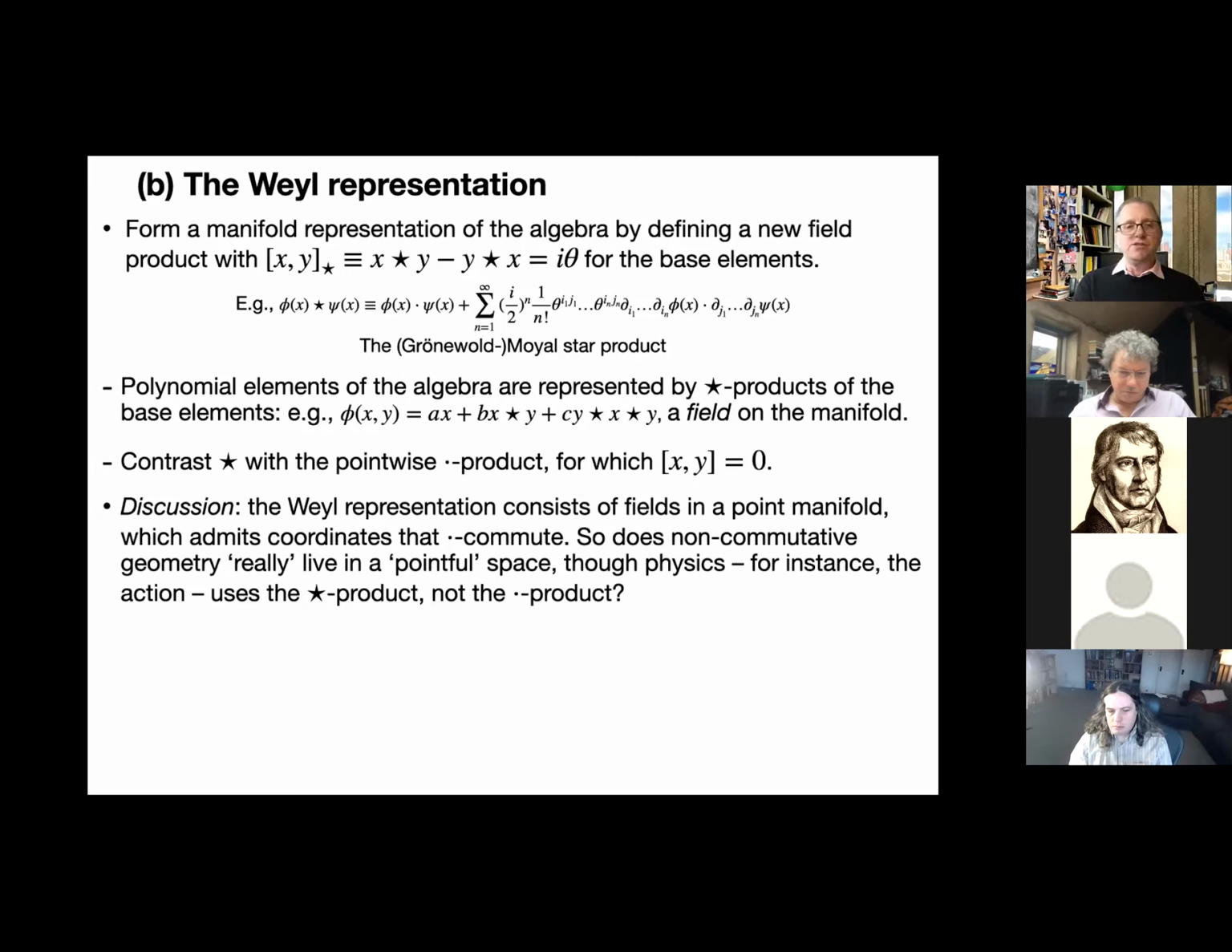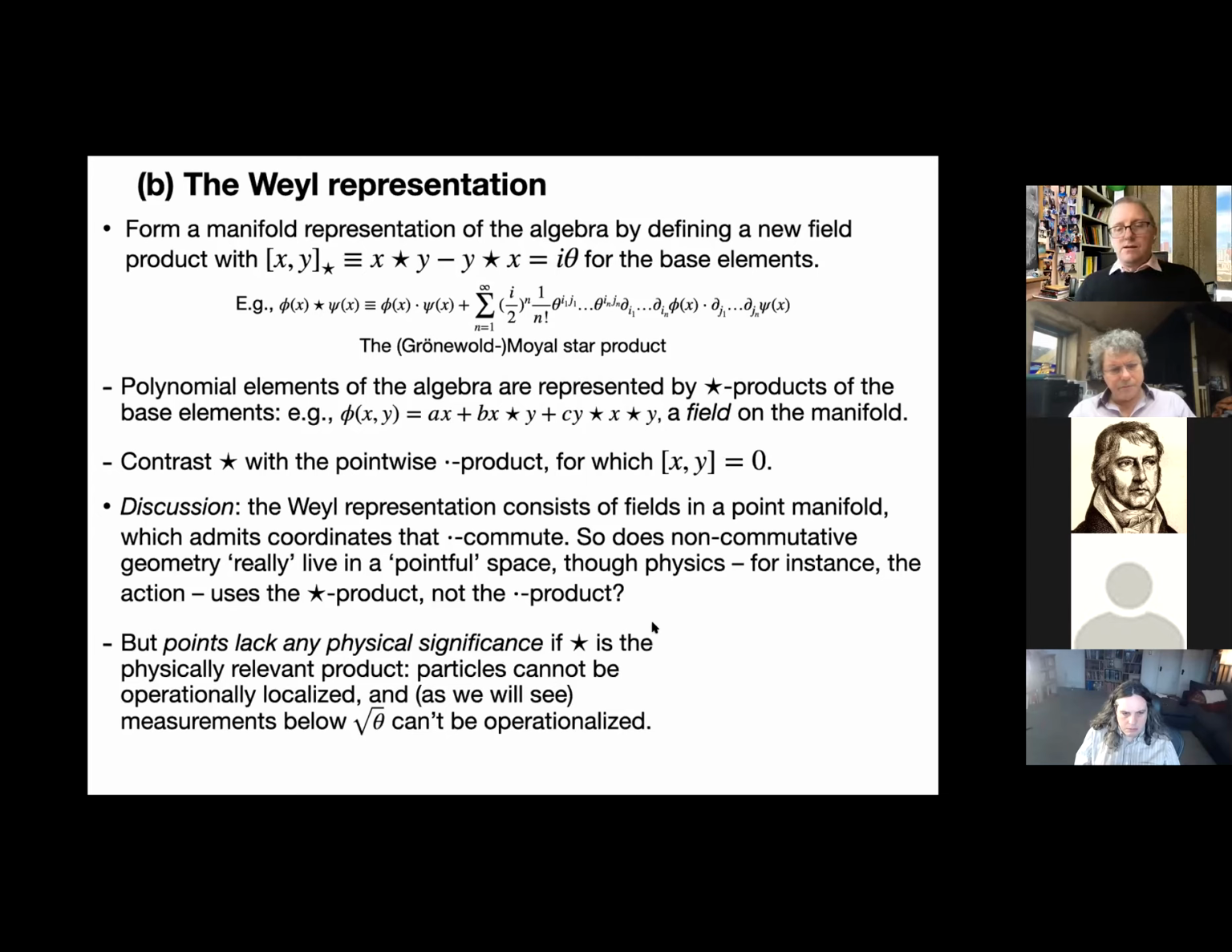If I have a non-commutative field theory, a non-commutative geometry, really it lives in a perfectly ordinary differentiable manifold with points and arbitrarily small areas. It's just that the physics, say the action, uses the star product rather than the dot product. Okay, so that's the physics, and that's really what's going on in the situations that I'm talking about. But that's not really going to wash.